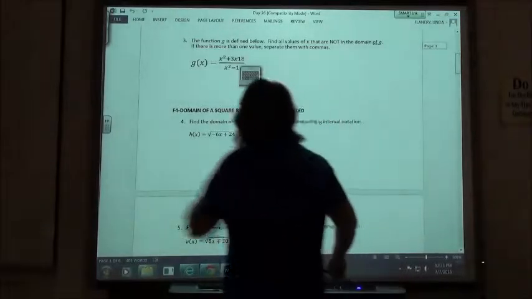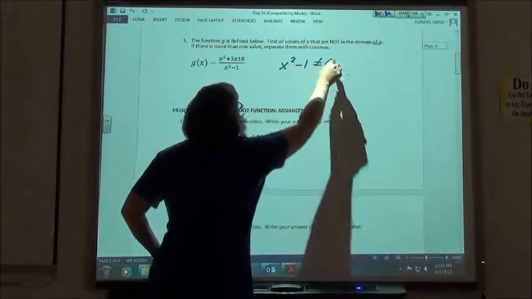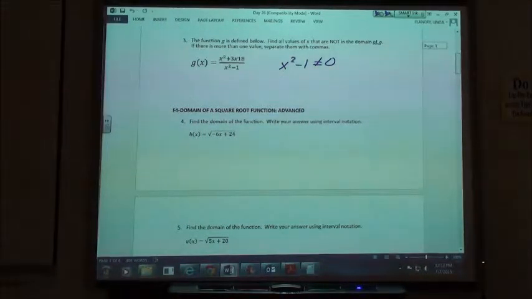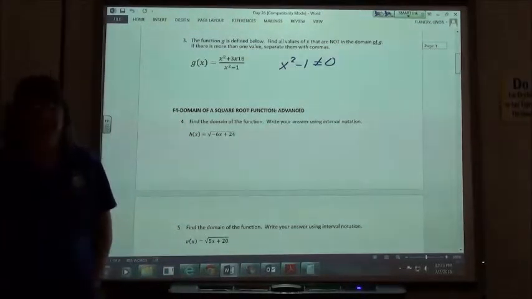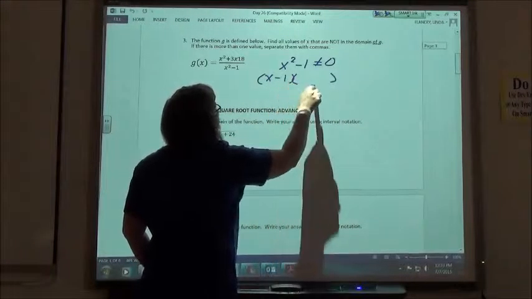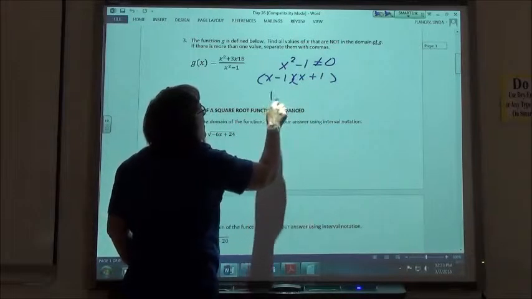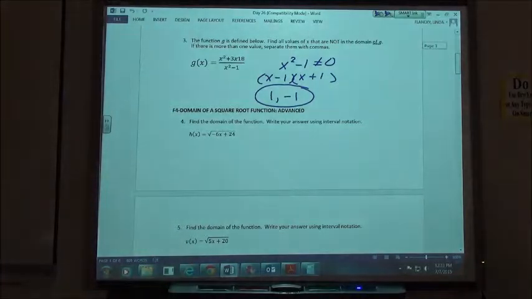So on number 3 here, we have x squared minus 1 wouldn't be able to equal 0, so if you factor that out, that factors into x minus 1 and x plus 1. So that means that 1 and negative 1 would be the values that are restricted from your domain.